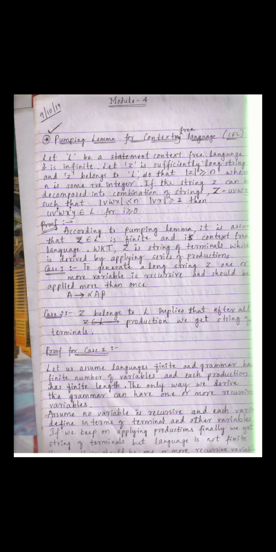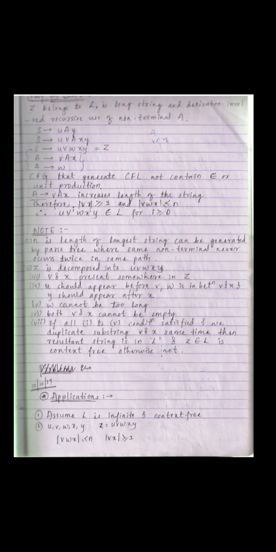We'll see case number 1 in detail. If you assume that the language is finite and the grammar has a finite number of variables and finite length, then we derive the grammar. Initially you assume that no variable is recursive and each variable is defined in terms of terminals. If you keep applying the productions, finally we get a string of terminals, but the language is not finite because it contains more of a variable.